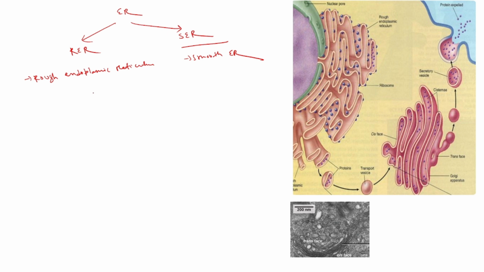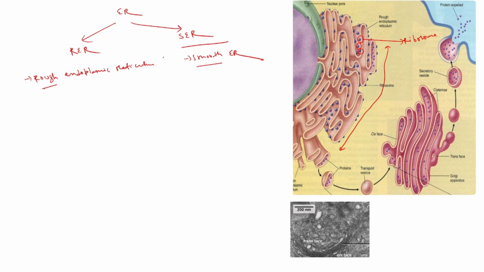So what is the rough endoplasmic reticulum, and why is it called rough, why is it called smooth? Look at the structure here, from here to here. In this structure, a blue-colored structure is present like this, and these are called the ribosomes.